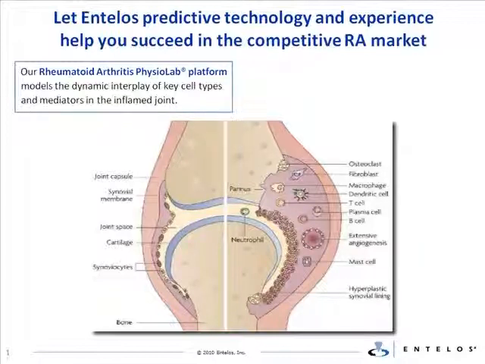The RA PhysioLab platform is a mechanistic mathematical model of rheumatoid arthritis that models the dynamic interplay of key cell types and mediators in the inflamed joint. The platform represents established RA disease in a prototypical joint and is characterized by chronic inflammation and progressive structural destruction. Predictive biosimulation research conducted in the RA platform is used to evaluate promising new therapeutic strategies within the competitive landscape.